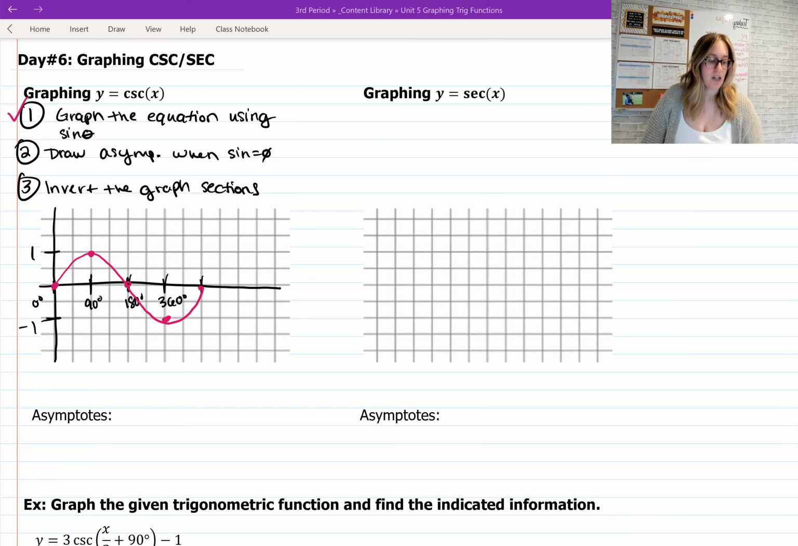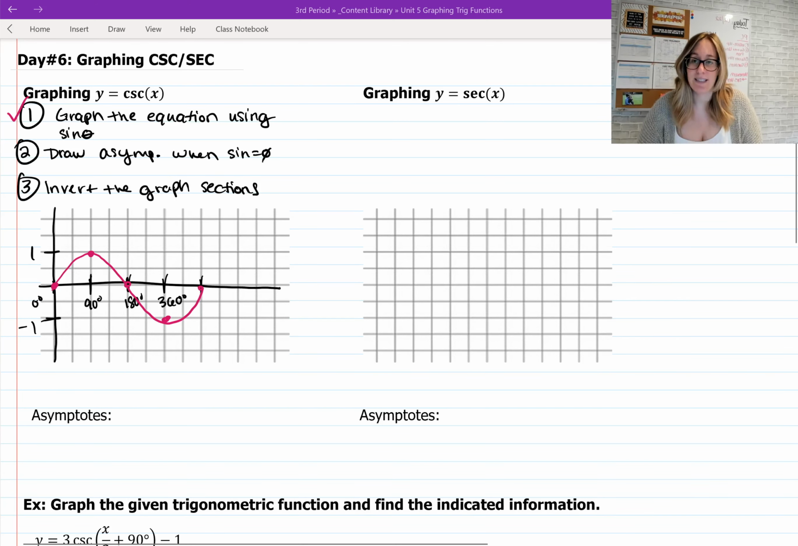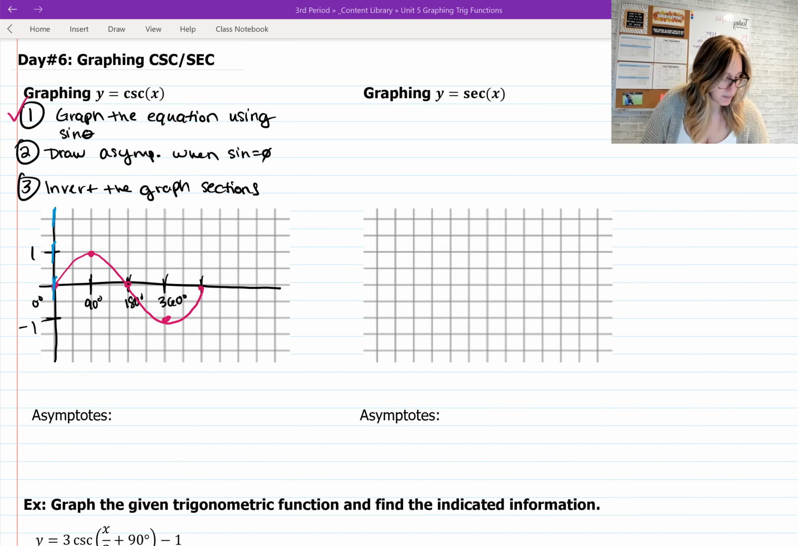Step number 2. Draw asymptotes where you have sine equaling 0. So everywhere we cross 0 or our midline, which we don't have any midline shifts, we're going to draw an asymptote. So we have an asymptote there. We have an asymptote right here. Hold up, guys, I forgot 270. 270 and then 360. There we go. And then we do one right here.